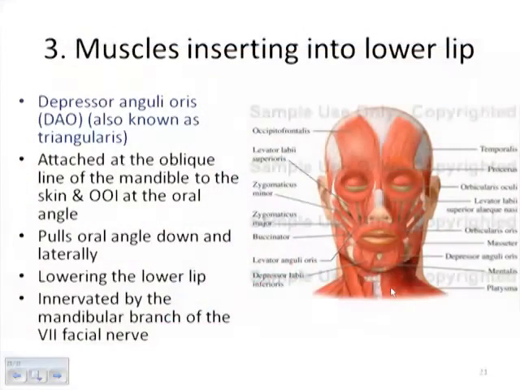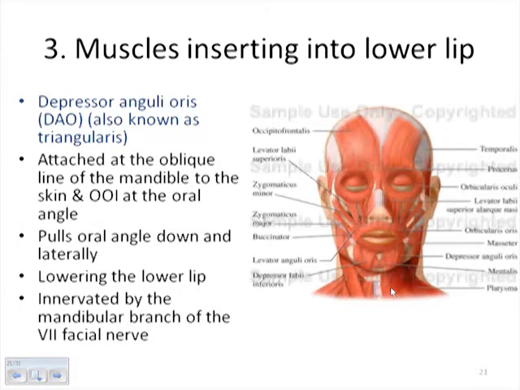So now, I hope you've reviewed what we have covered up until the muscles inserting into the upper lip and the muscles of the lips. Now we're going to talk about the muscles inserting into the lower lips. These are pretty easy. The muscles inserting into the lower lips are three: the depressor anguli oris, the depressor labii inferior, and then the mentalis.